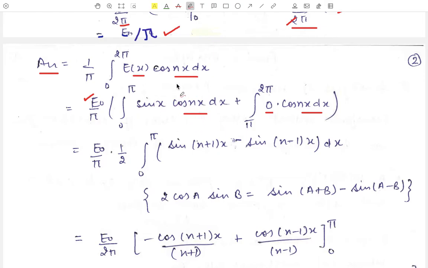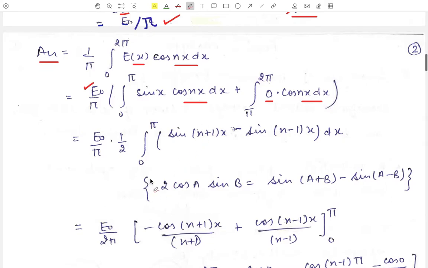Now we will solve this integral. Sin x cos nx. We'll use the formula, the trigonometric formula, 2 cos a sin b is equal to sin of a plus b minus sin of a minus b here. So here a is nx and b is x only, and using this formula we get sin of a plus b, that is sin of nx plus x, that is n plus 1 into x, minus sin of a minus b, that is nx minus x, that is n minus 1 into x.